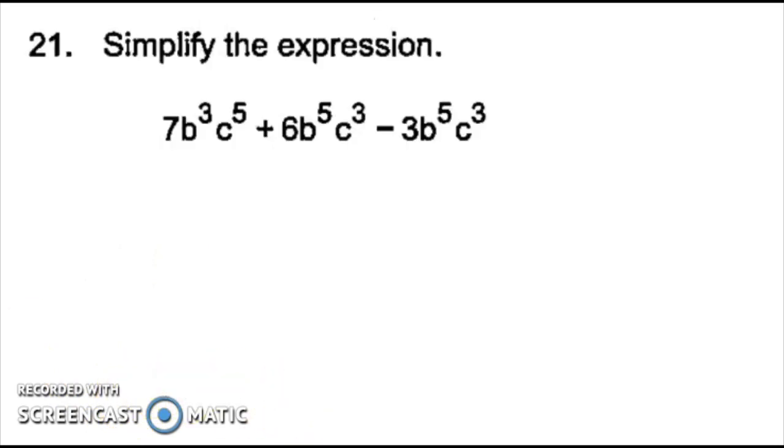21 is asking you to simplify the expression. Now, in order to do this, we need to identify our like terms. Those will be the terms with the same letters and exponents. They all have b's and c's, but we've got to see which have matching exponents. Now, this is b to the third and c to the fifth. None of these have a b to the third and c to the fifth, but this is b to the fifth and c to the third, and this is also b to the fifth, c to the third, so those two terms here will be the like terms.